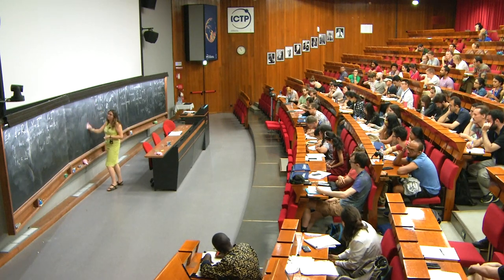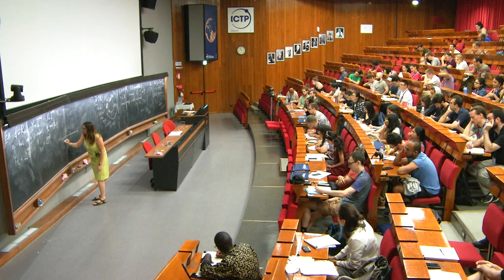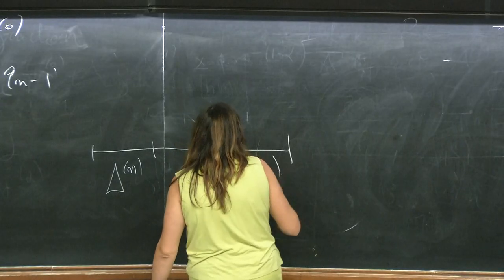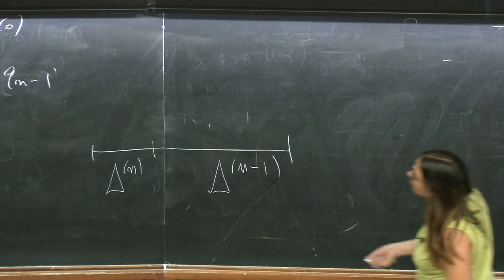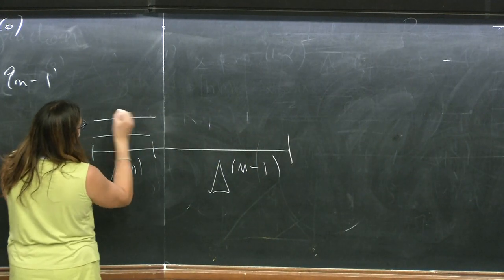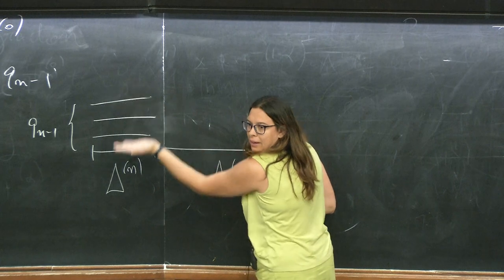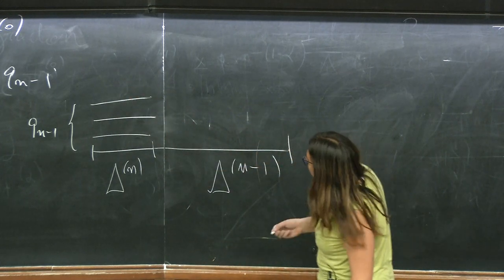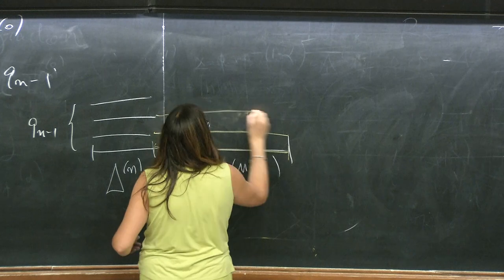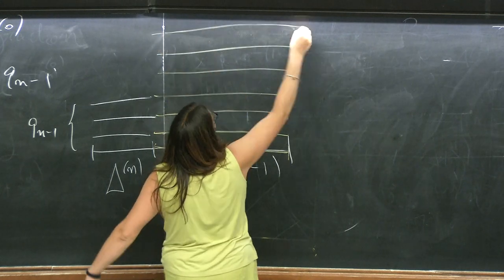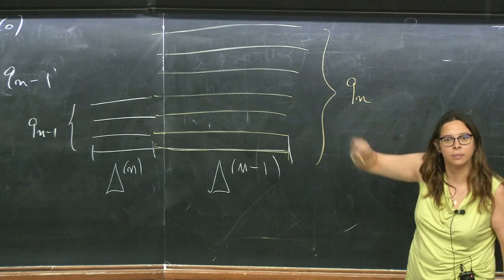And here we really have intervals, so we can really draw towers. So I can really draw this picture. So this is delta n. This is delta n minus 1. And really I can draw qn minus 1 copies of delta n on top. These are intervals. And then I can draw qn copies of the interval delta n minus 1. Yes?